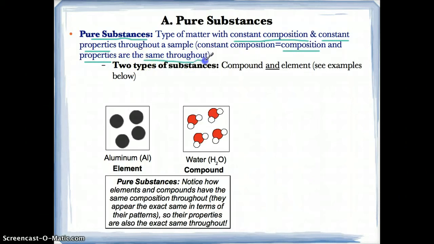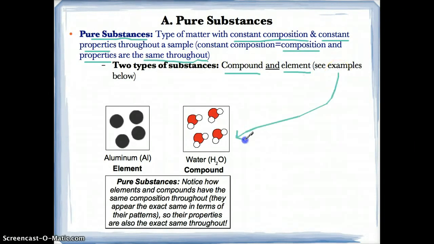For example, if you drink water on a daily basis, you'll know that the properties, or the taste of the water, is the same throughout the sample. Also, the composition is the same because you have water molecules everywhere in the sample. All right, so that's what I mean. Substances have constant composition and constant properties, which means that the composition and the properties are the same everywhere in the sample. The two types of substances that you'll be encountering in chemistry, which we talked about in the last lesson also, are compounds and elements.